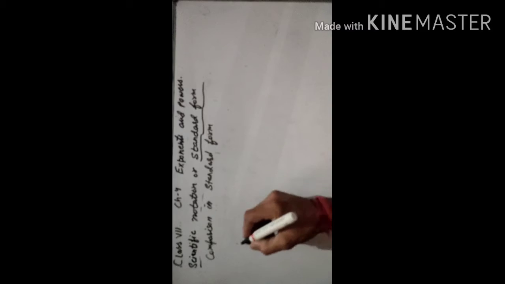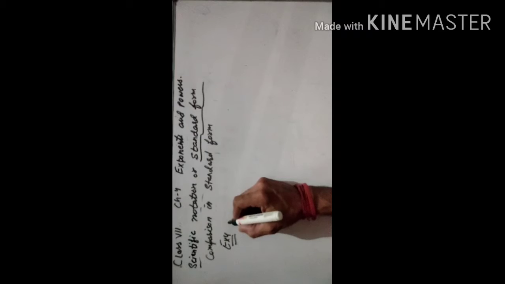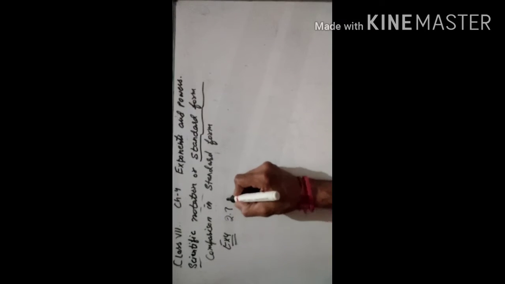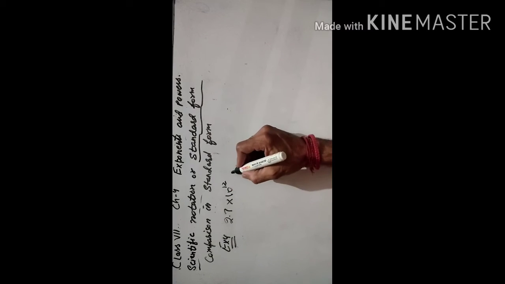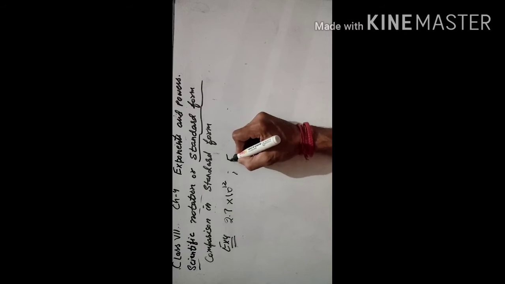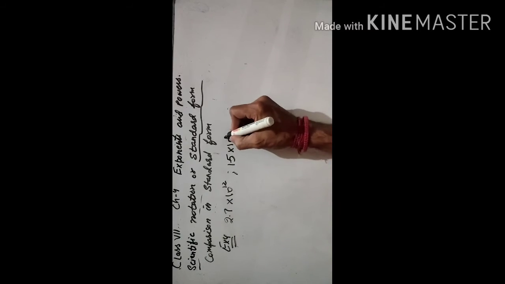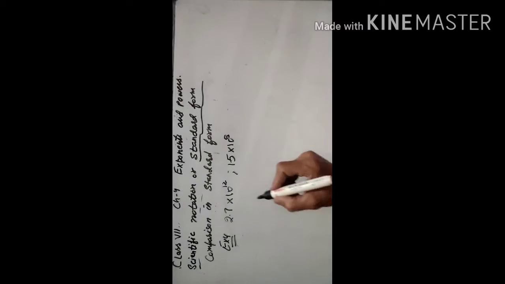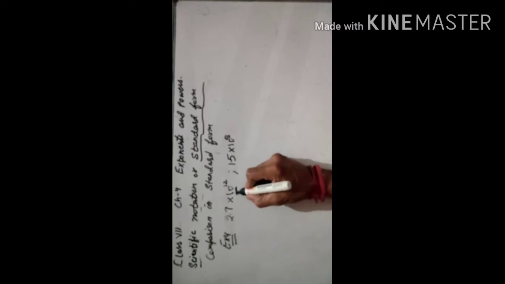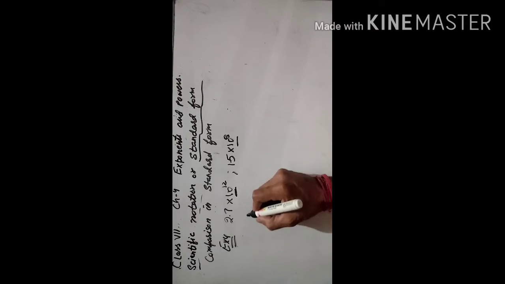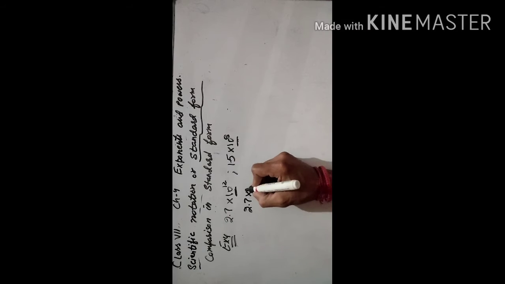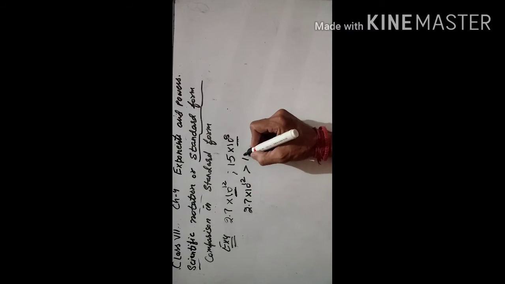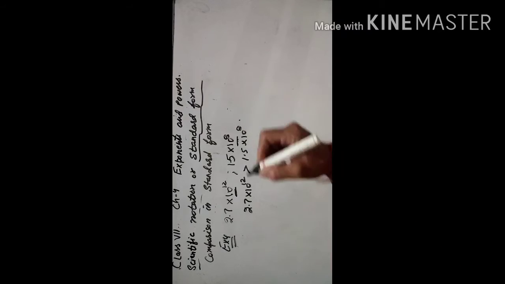For example, in example number 4, compare the following numbers: 2.7 into 10 to the power 12, and the next number is 1.5 into 10 to the power 8. Now first we have to see the power of 10. It is 12 in this case and 8 in this case, so the power of 10 in this case is greater, so 2.7 into 10 to the power 12 is greater than 1.5 into 10 to the power 8.